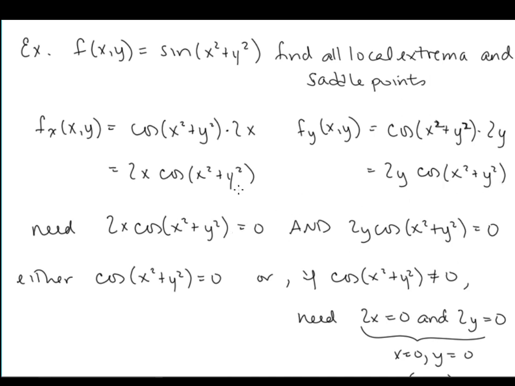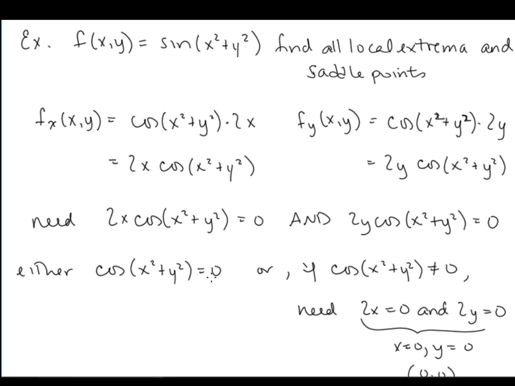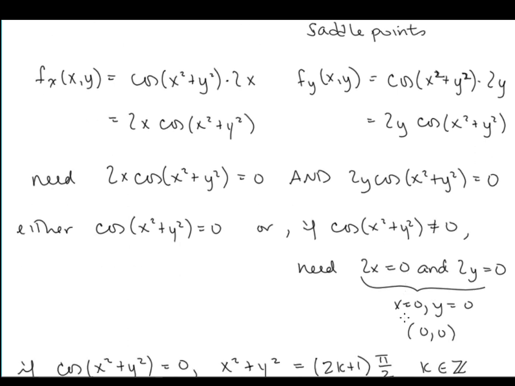And now we need both of these to equal 0 at the same time. So how could that happen? Well, notice they both have the same factor, cosine of x squared plus y squared. So either cosine of x squared plus y squared is going to equal 0, and that makes these both equal to 0, or it's not going to be 0. If it's not 0, then there's only one other way that these partial derivatives can both be equal to 0, and that's if x and y are both equal to 0.